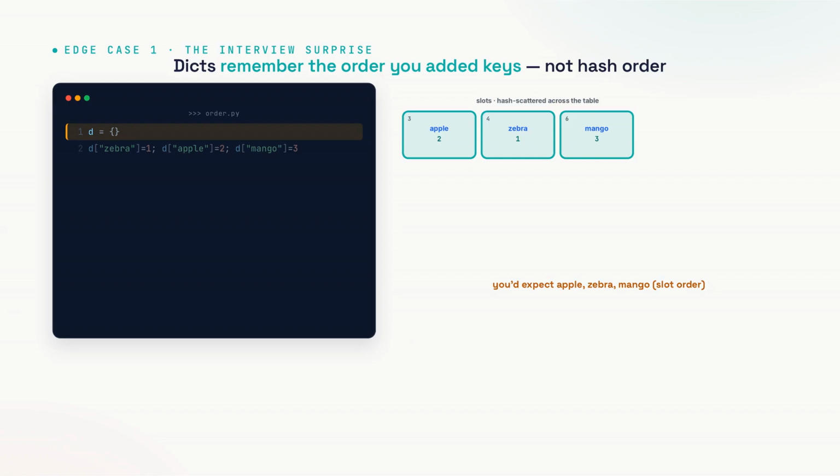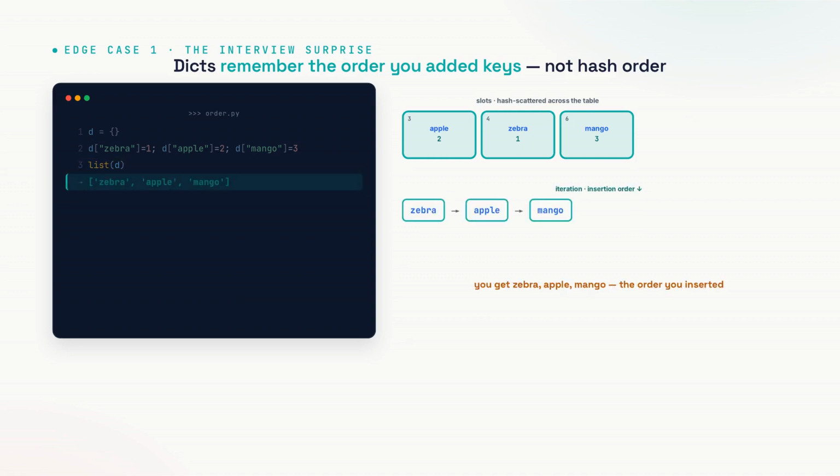Edge case 1. The interview surprise I promised at the start. We insert zebra, then apple, then mango. They land scattered across the slots, each key in its own hashed slot, not lined up in order. So if you iterate list of d, you might expect the keys to come out in that hash-scattered order, whatever order the slots happen to be in. That's how a naive hash table works.